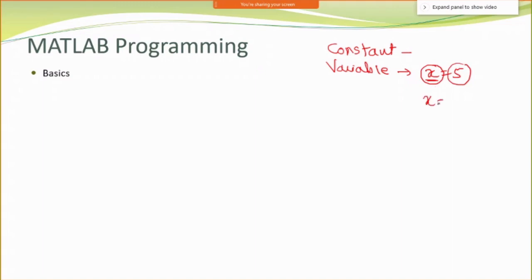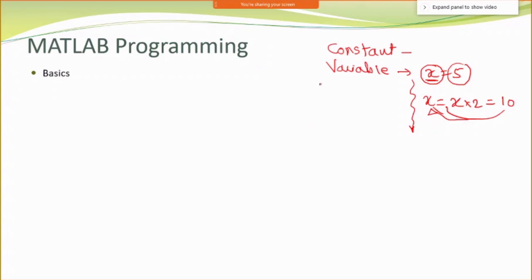And if I process x equal to x into 2, this will become 10, and now the value of x is updated. This value of x is going to change whenever you put any kind of operation onto it. So that is what is called a variable.